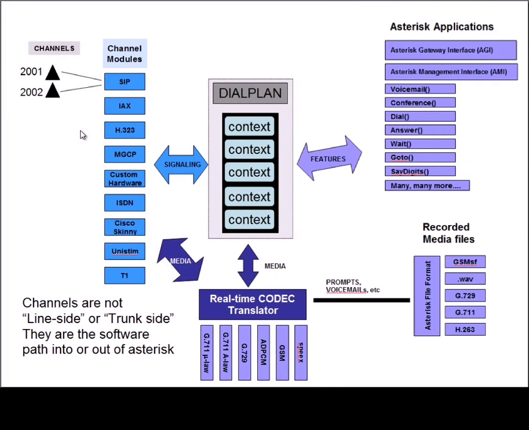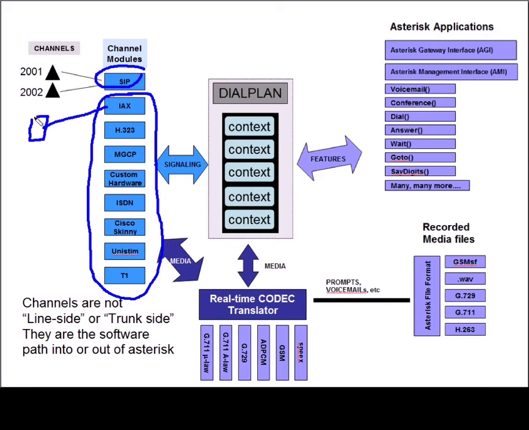Bear in mind that call flow does not have to be restricted to just SIP. There's a lot of other software modules that can be included or loaded to open up an IAX channel, for instance. This is where we would connect to another Asterisk box using the Inter-Asterisk Exchange protocol. Maybe H323 or Media Gateway Control Protocol, the Cisco Skinny Call Control Protocol, or Unistim. The Nortel guys, for instance, would be examples of different modules that people have written and contributed to the Asterisk project.